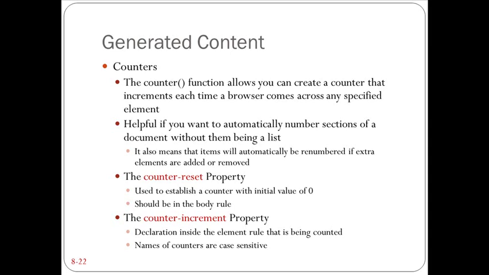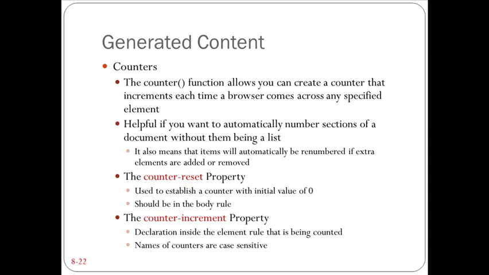There's two properties that you need to understand here. One is the counter-reset property. It's used to establish a counter with the initial value of 0. And by the way, these are only numbers, so you can't change the type. So we couldn't make it letters or Roman numerals or anything like that. It's always going to be numbers. And this counter-reset property should be in the body rule.